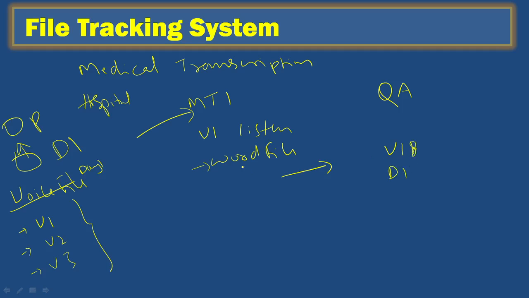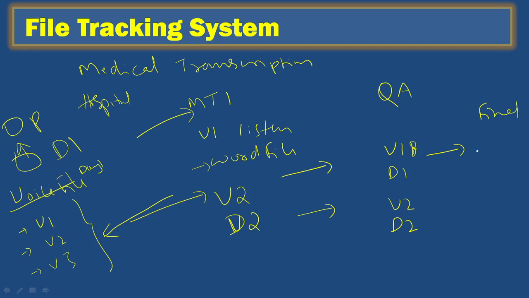Now next, they can request the next file, V2. So V2 comes to MT1, who completes V2 into a document file, D2. Once these two are completed, they upload again, and V2, D2 will go to the QA. Then the QA will check this and upload to the final pool. This is the final pool. So that will upload again, V2 and D2.